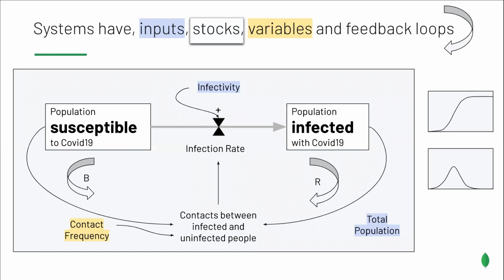This is the model of the spread of a pandemic. In this system, we have inputs, stocks, variables, and feedback loops. The inputs in this case are the fundamental infectivity of the disease and the total population of a city or country. We have 2 stocks, the population who are susceptible to COVID-19 and those who are infected. And we have a variable, the contact frequency, that is the frequency of contacts between people who are infected and uninfected. And COVID-19 ultimately was made worse because of delays between contact, infecting others, and symptoms.